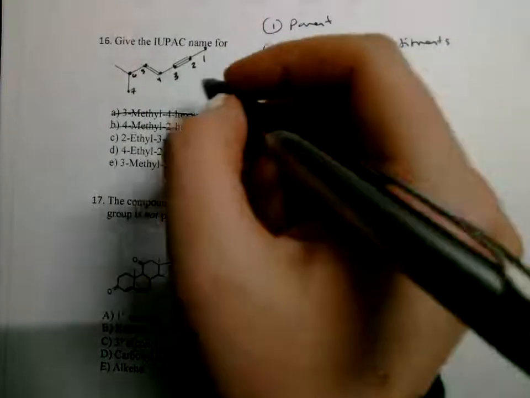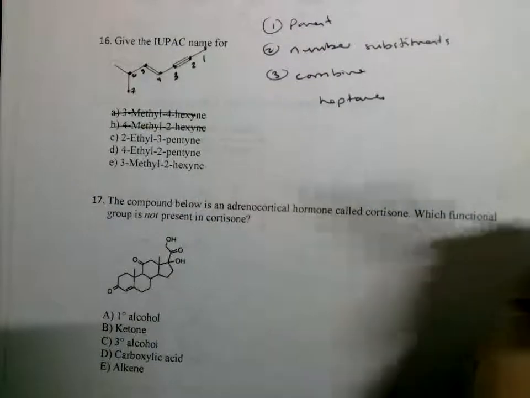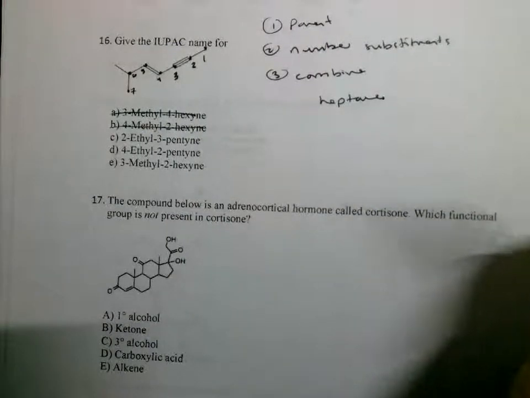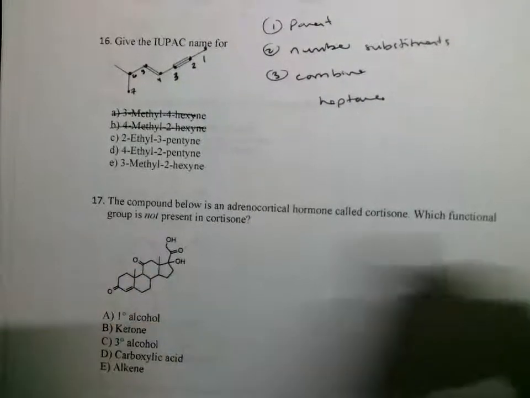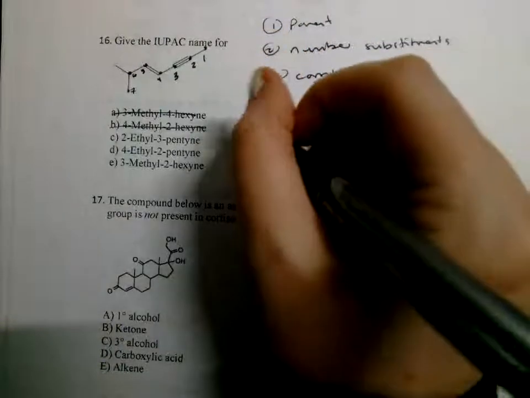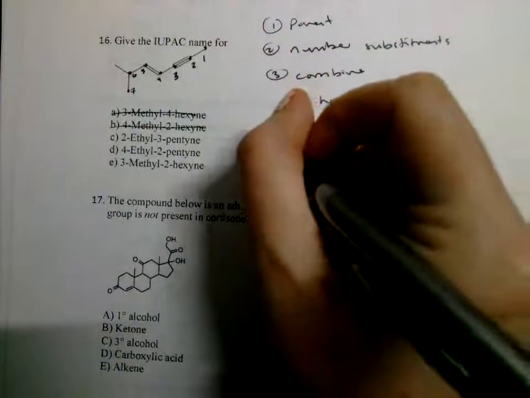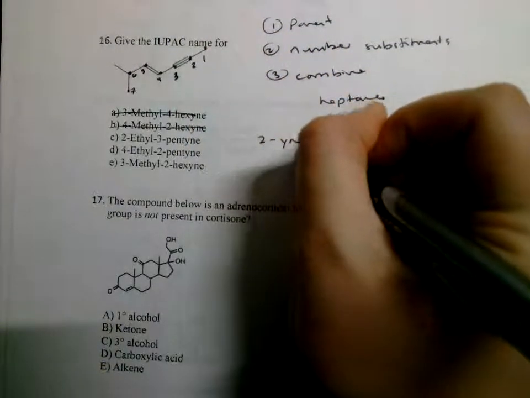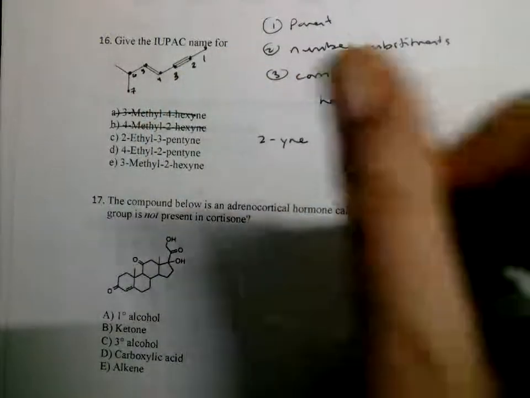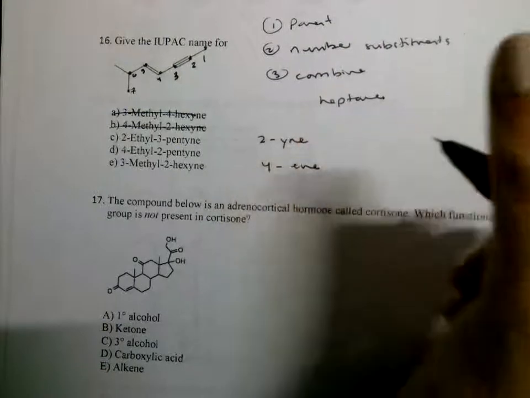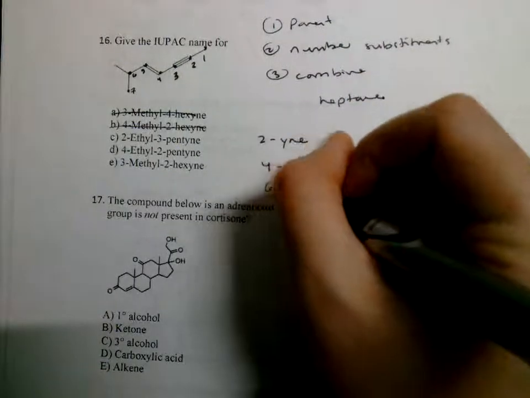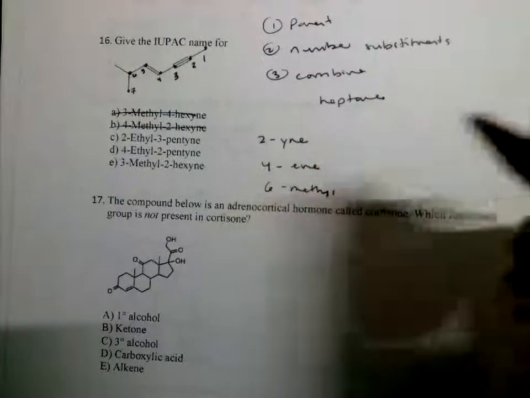So I don't know what the deal with that is. It's containing the highest priority, so that should be right. So I'm just going to go ahead and give the IUPAC name for this. Sometimes the answer key is wrong, but since I was wrong on the last one, I don't want to just assume that. So it's 2-ine for the ine. And then 4 is ene. And 6 has a methyl group on it.